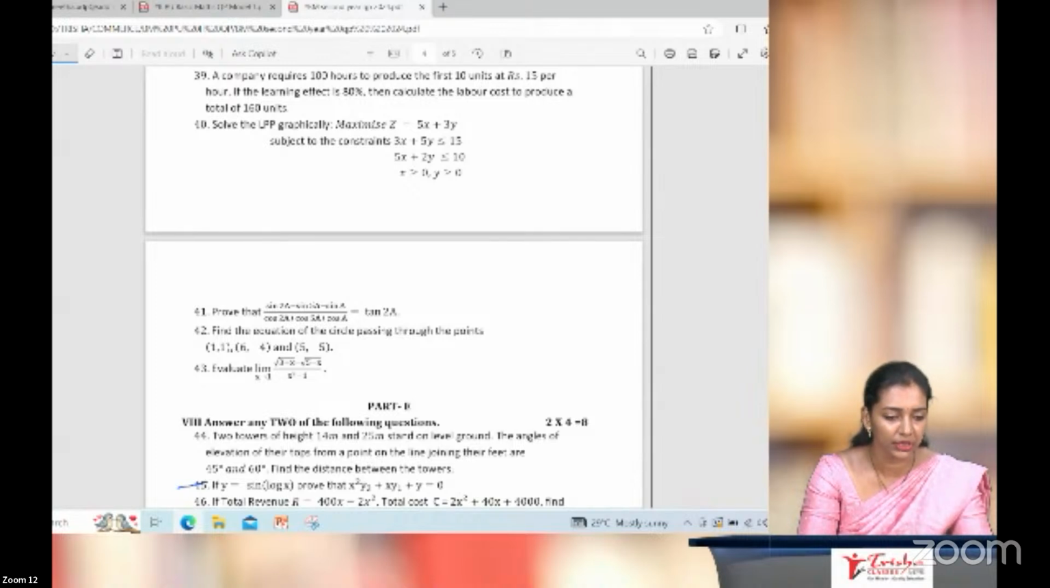Usually they have asked these: find the equation of the circle given 3 points, or 2 points and passing through a line. Such questions under 5 marks, you can go through. Under the circle chapter, under 5 marks questions, just go through the textbook to see what the types are. Most preferably it is 3 points, or 2 points and a line given. Next, 43rd question.